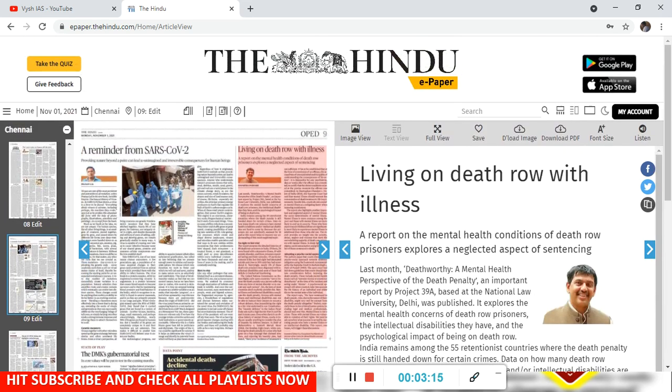Then here again, one important article about the death penalty, capital punishment, and also its effect on mental health patients, meaning people who are having some mental problem, when such people are in a criminal case and are subjected to the death penalty. That they are discussing here.